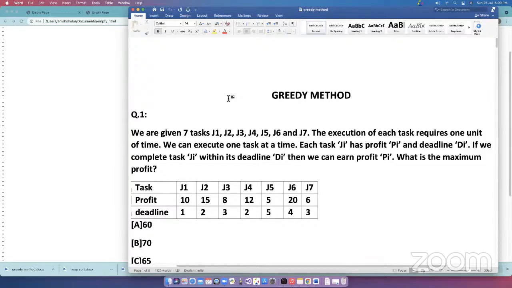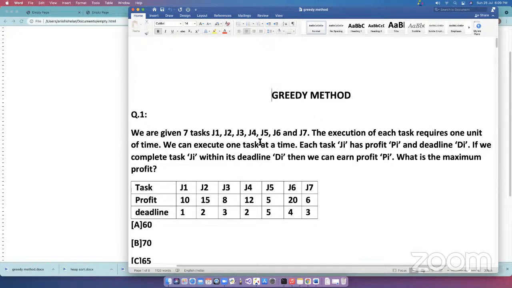Now, while explaining a few questions, I will be telling you what is the meaning of greedy algorithm. We don't need a technical definition from the GATE point of view. We want to know how to practically solve a given problem. But while solving the problem, we can understand what greedy algorithm means. Okay. So let's start with this question paper.